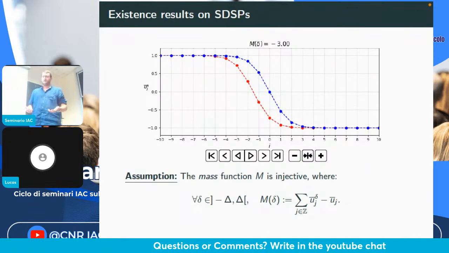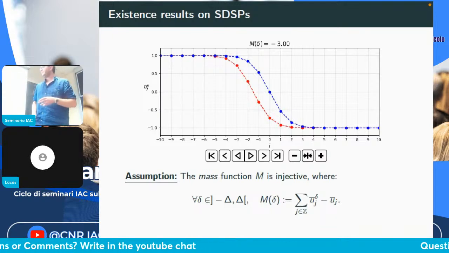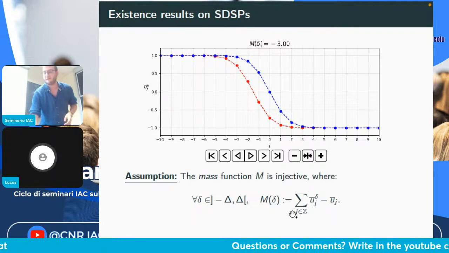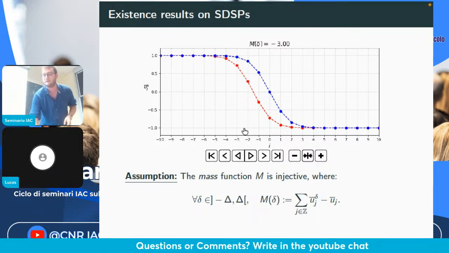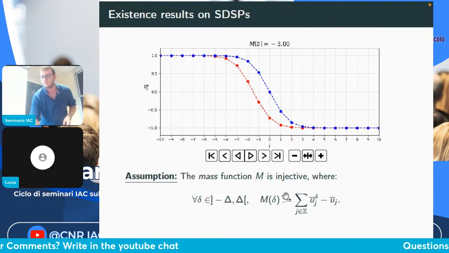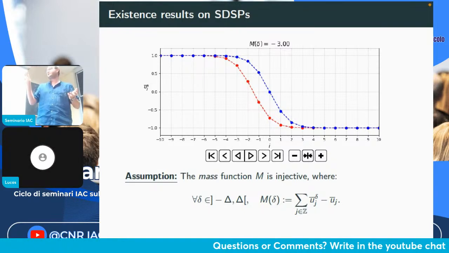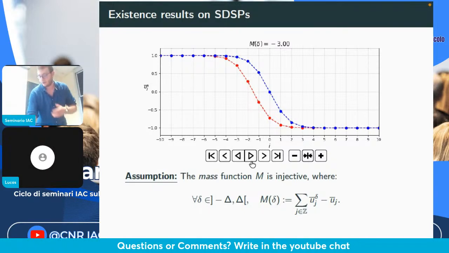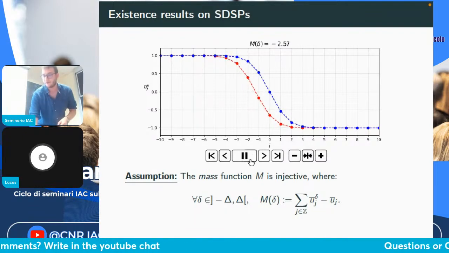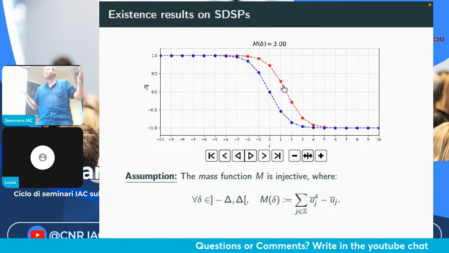An assumption that can also be made, which is pretty much a fact in the context that we present, is that the mass function defined at the bottom of the slide must be injective. This mass function is essentially the sum of the differences between the blue and the red solution. So it's the mass of the difference between the two discrete shock profiles. I will explain why this is important just afterwards, but as you can see here, I put the M delta at the top, and you see that it seems to grow linearly, so you can hope that it is true.